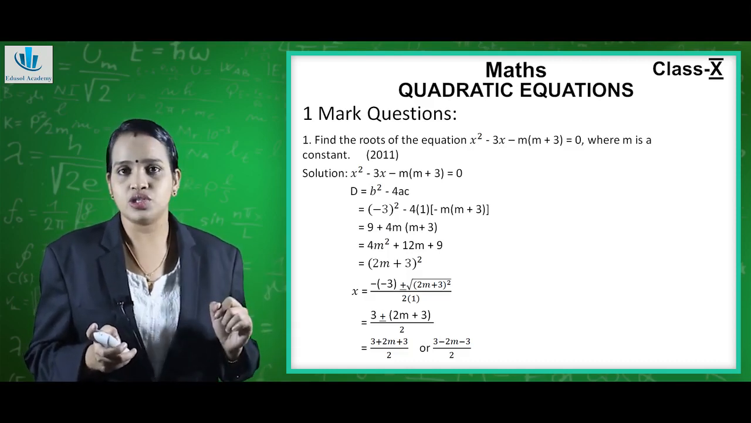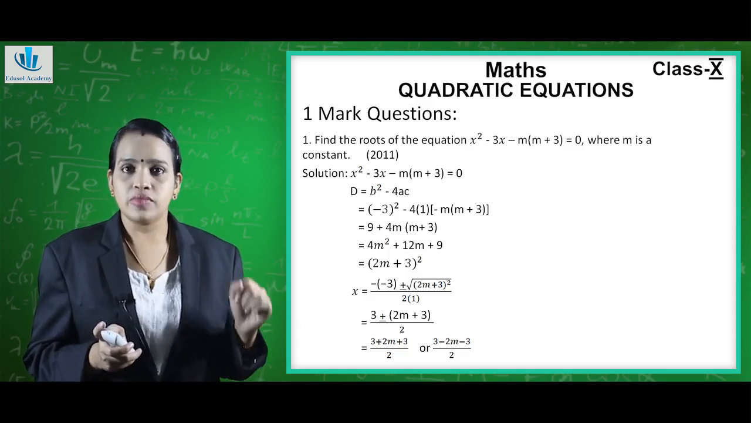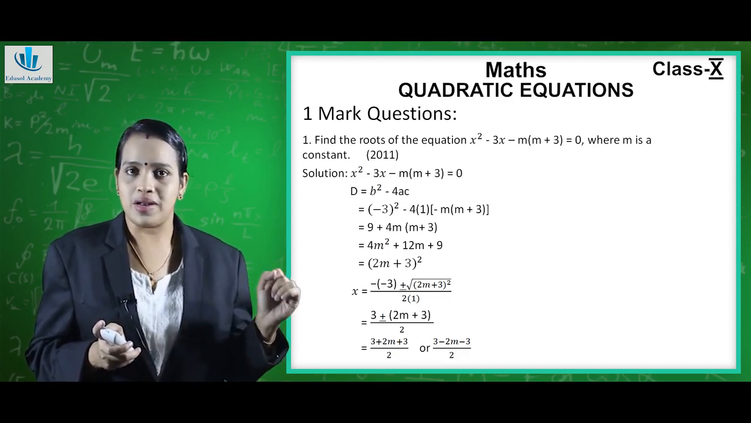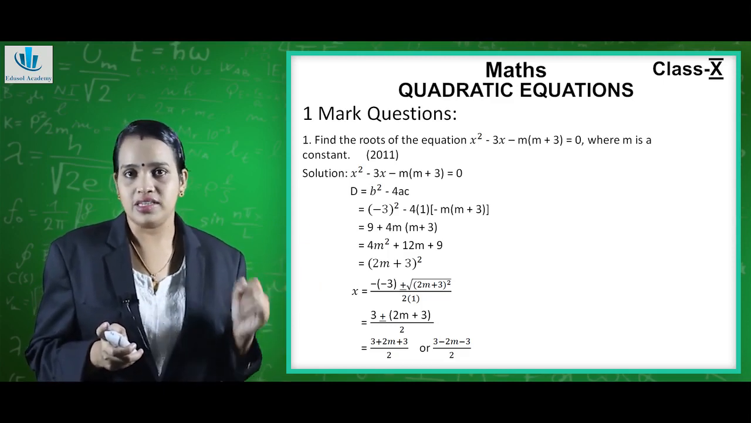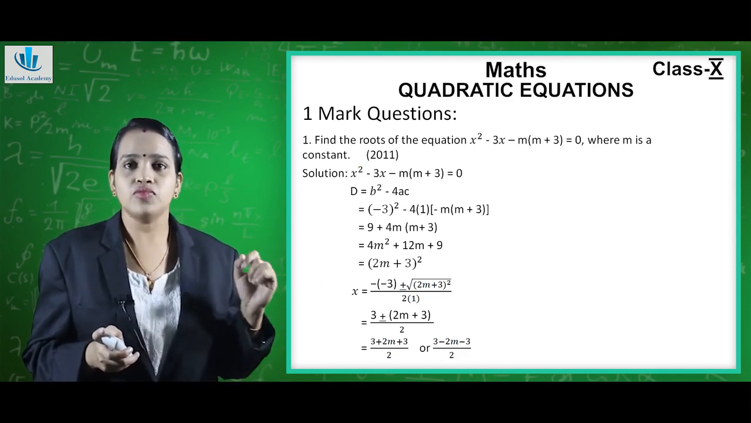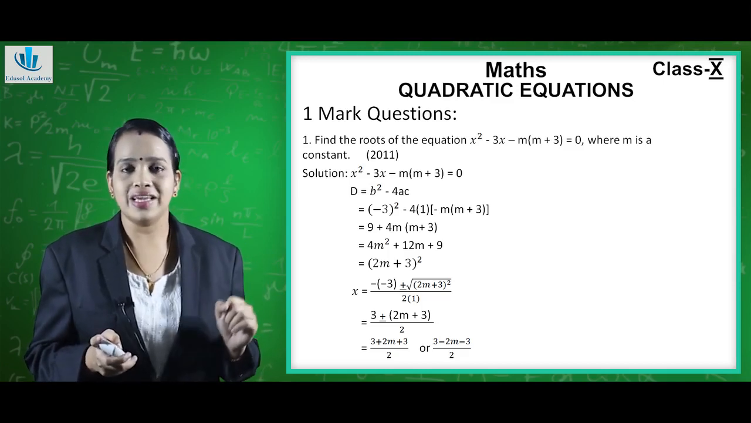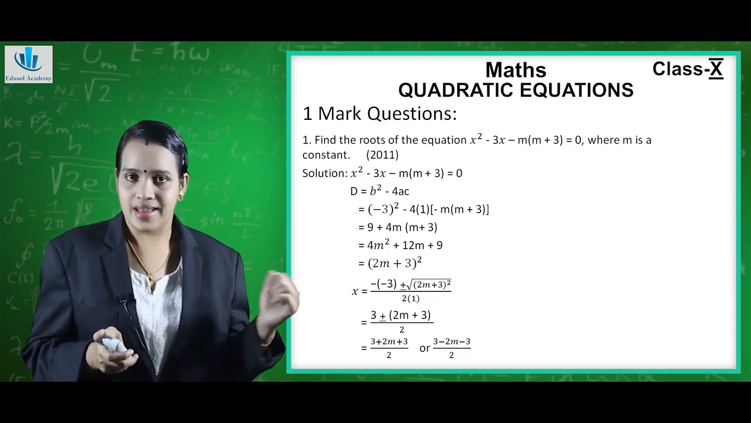Now minus 3 raised to 2 is 9, plus 4 into 1, it is 4. Now again we can multiply here, so it becomes 4m into m plus 3. Now we open the bracket, so it becomes 4m into m, that is 4m square, plus 4m into 3, that is 12m, plus 9.